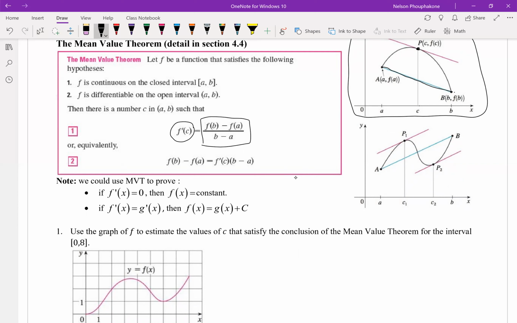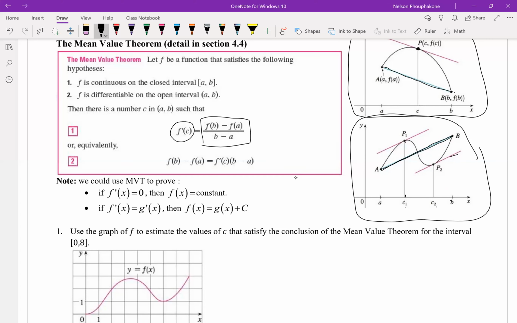Now, let us look at the second graph here. This is also the mean value theorem. Again, if the function f is continuous between x = a and x = b, then the slope of the secant line between x = a and x = b is the same as the slope of the tangent line at x = c1 and x = c2 in this case. Again, this is the mean value theorem.